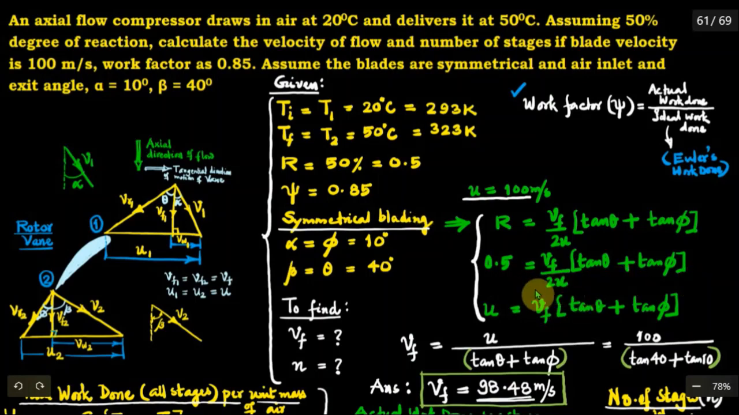So cross multiply and obtain an expression for u. So u is equal to Vf into (tan theta plus tan phi). It's a very simple expression you can use whenever you have a condition of symmetrical blading and degree of reaction is 50%. So in that case, u is equal to Vf into (tan theta plus tan phi), the relation between the tangential velocity of the rotor blade and the axial velocity of flow.